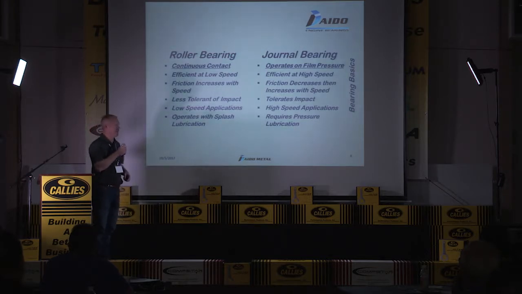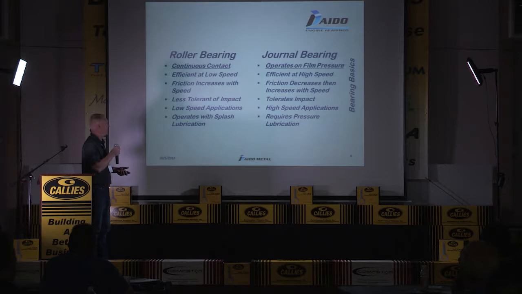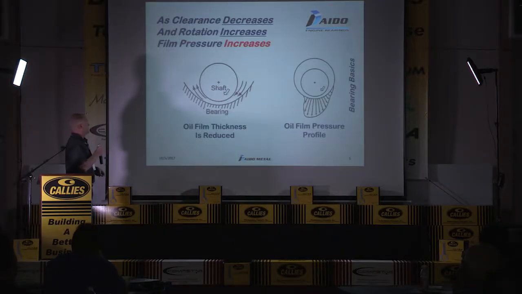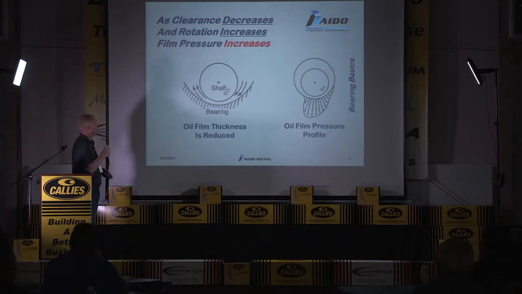A journal bearing, on the other hand, such as a rod bearing or main bearing, operates on a film pressure. It's very efficient at high speeds. It tolerates impacts very well. It's good for high-speed applications and requires a pressure lubrication. So as your clearance decreases and rotation increases, it builds what we call a film pressure.